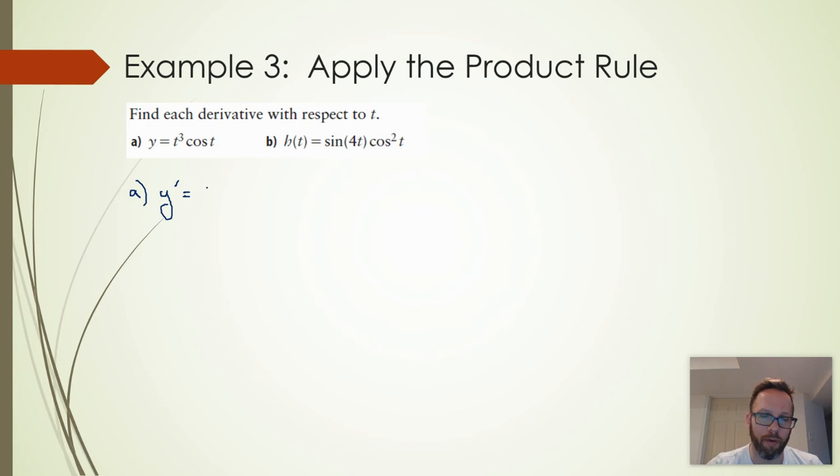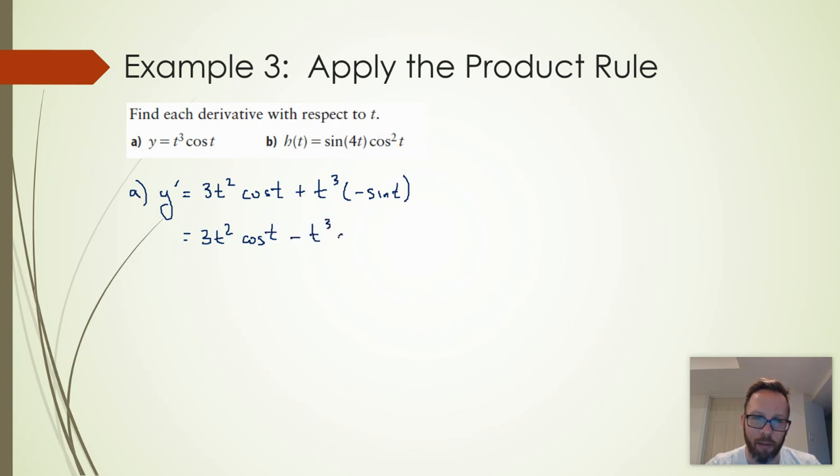So take the derivative of t cubed with respect to t, that's 3t squared. Leave cosine t, plus we'll leave t cubed, and the derivative of cosine t is minus sine t. So let's clean that up. We have 3t squared times the cosine of t, and that's minus t cubed times the sine of t. And that's fine as it is.